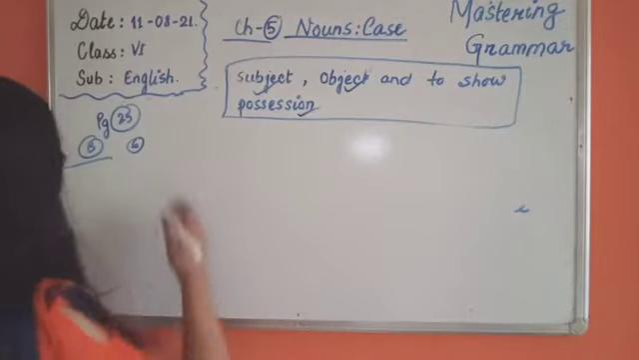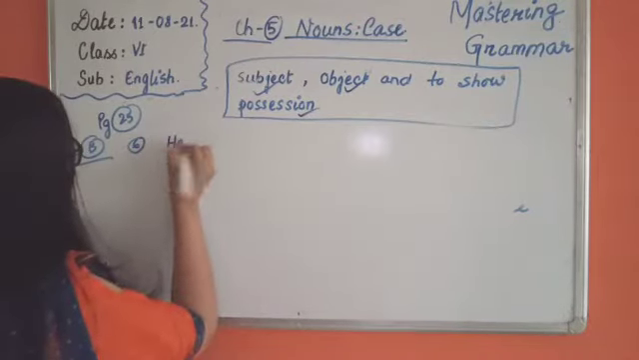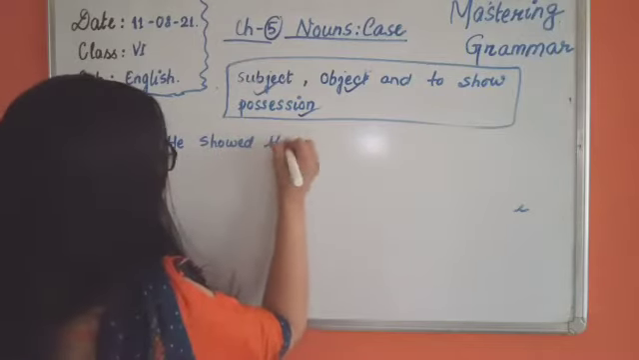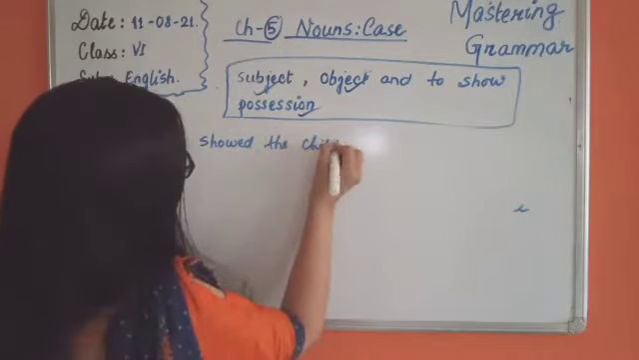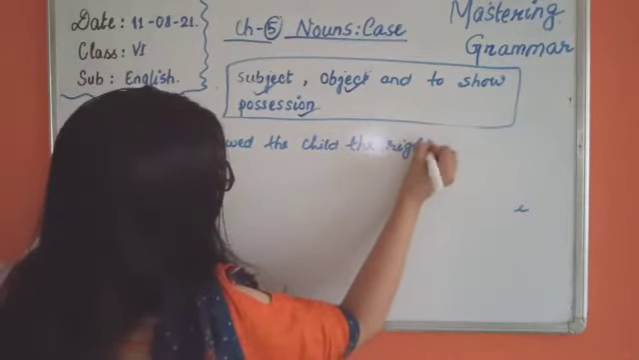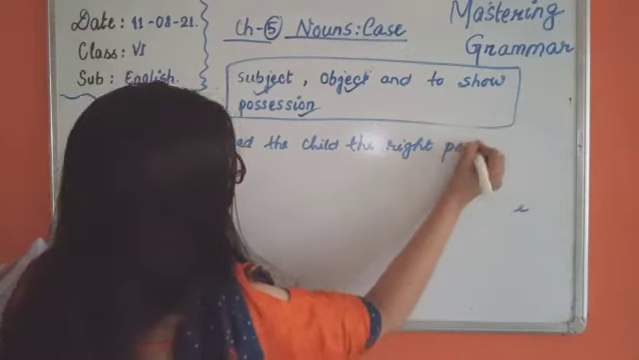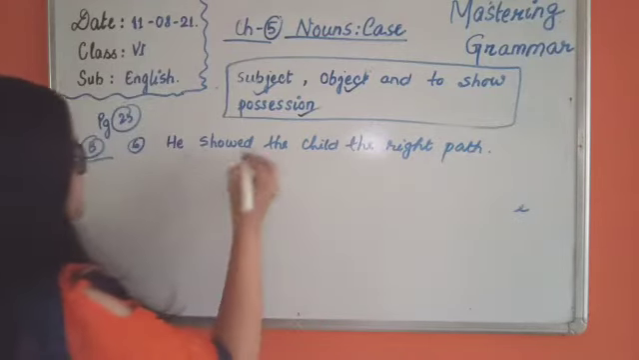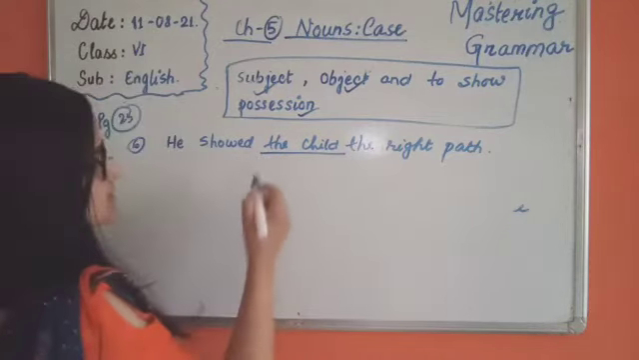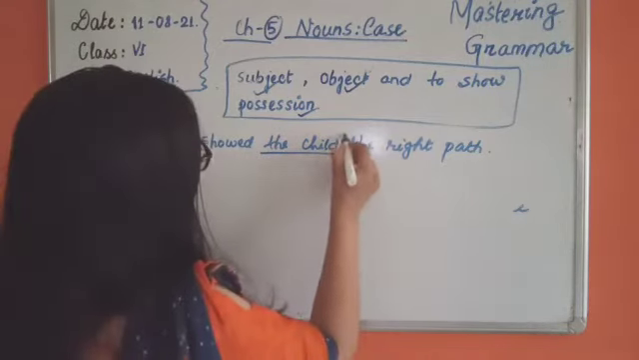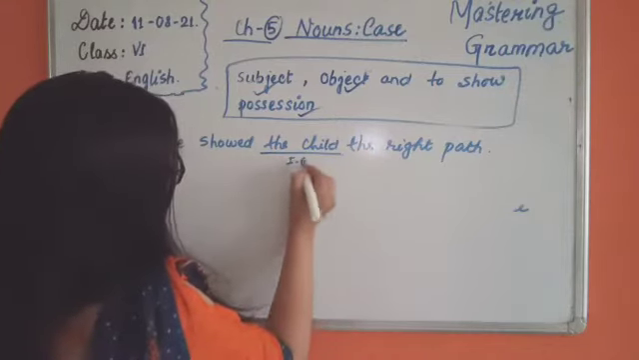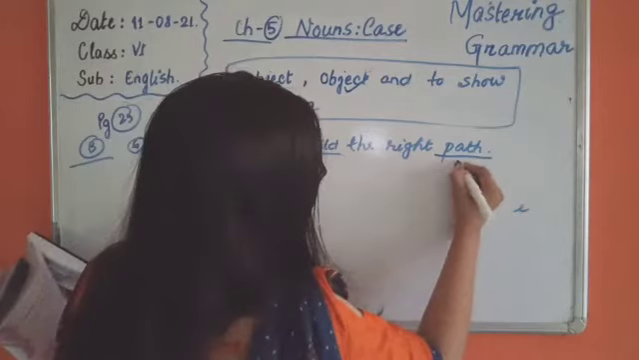He showed the child the right path. He showed the child the right path. So who was shown? The child. So this is definitely what? Our indirect object. And path is our direct object.